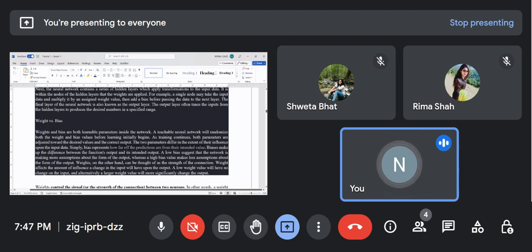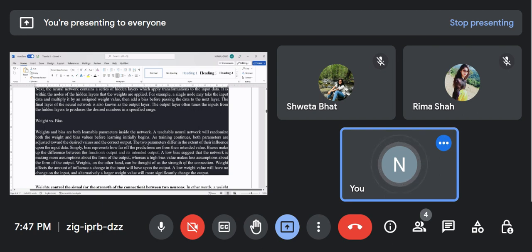So bias makes up all the difference between the function's output and the intended output. Remember, this is a very, very important thing which I'm telling you. So this is what a bias is called: the difference between your prediction and the actual output. Whereas a high bias makes fewer assumptions about the form of the output. Obviously, if the bias is high, that means we are in a big loss. There's a great difference between them.